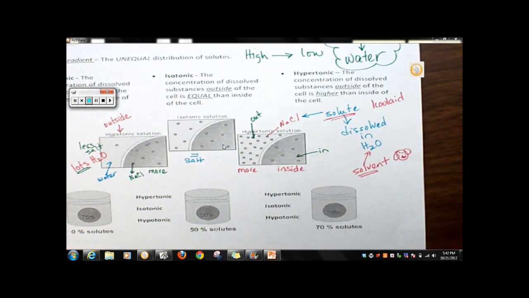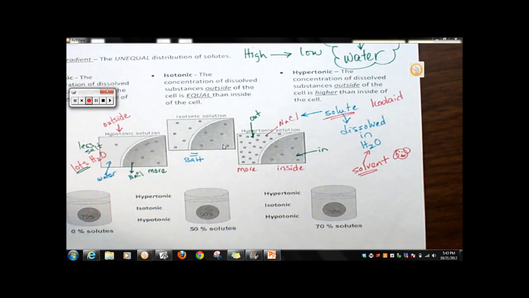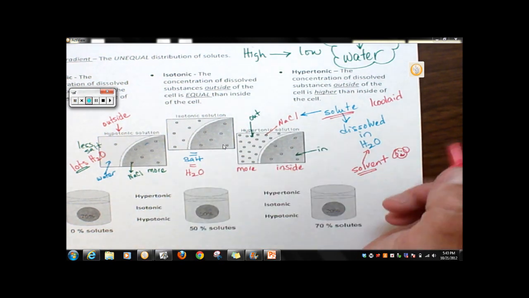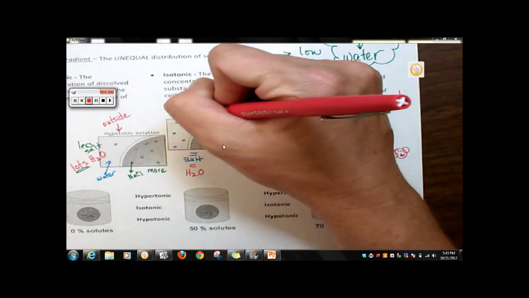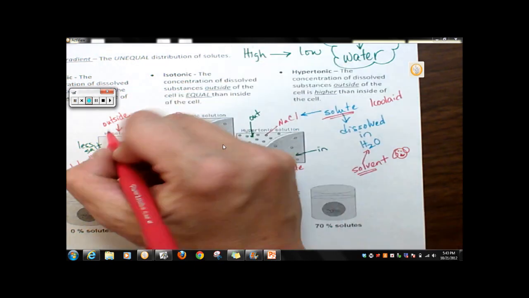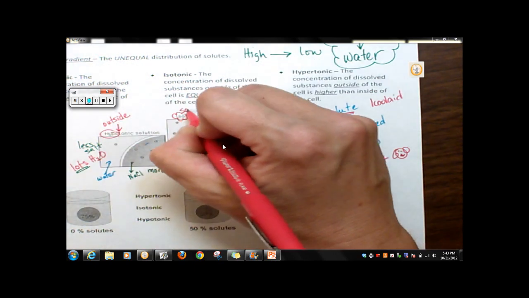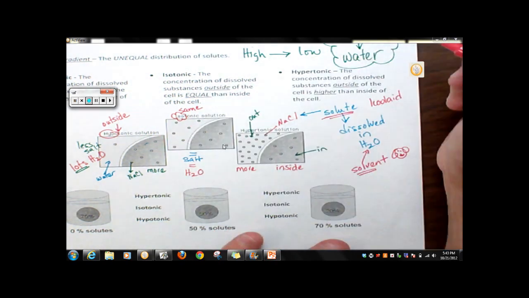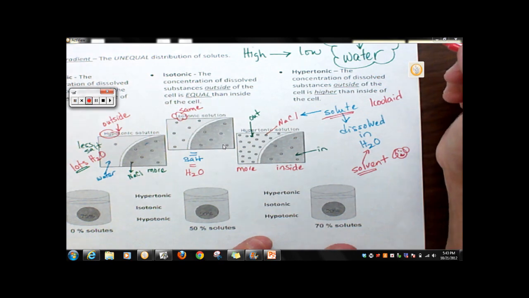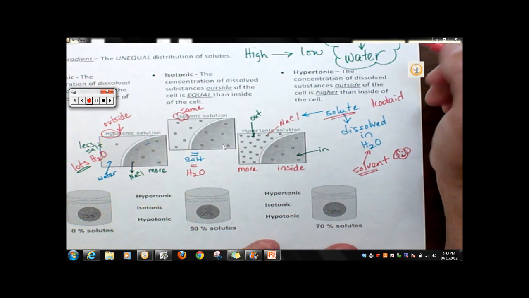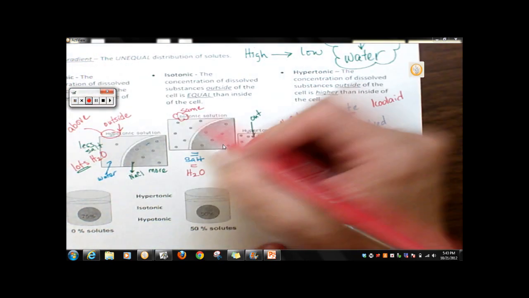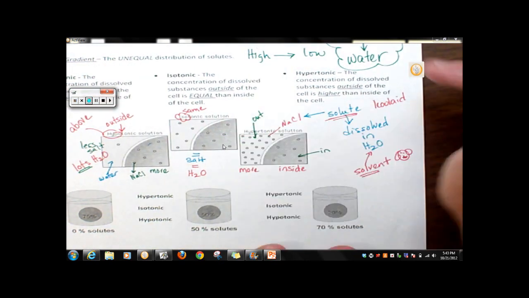Well, if there's equal amounts, or pretty much the same amount inside and outside, then there's probably about the same amount of water inside and outside. And so we would call the solution outside isotonic, because iso actually means same. Like you probably heard isosceles triangle, isomer, isotope from maybe 7th or 8th grade science. Those are terms that mean the same. So we have water the same amount on the inside and outside.